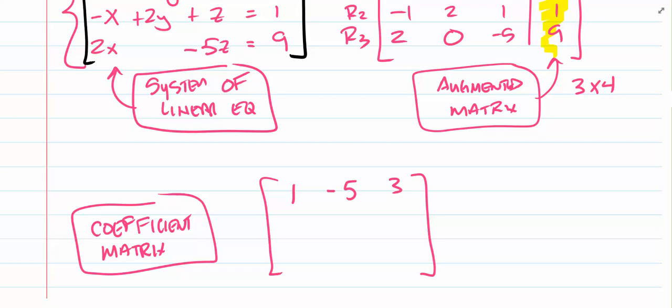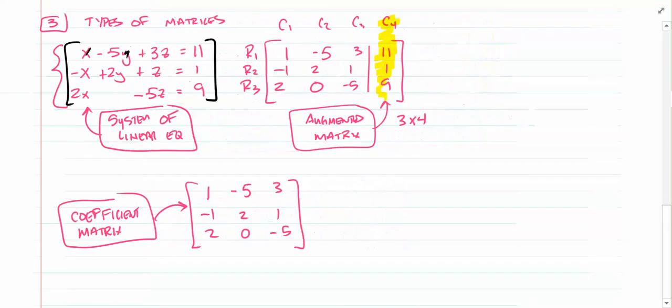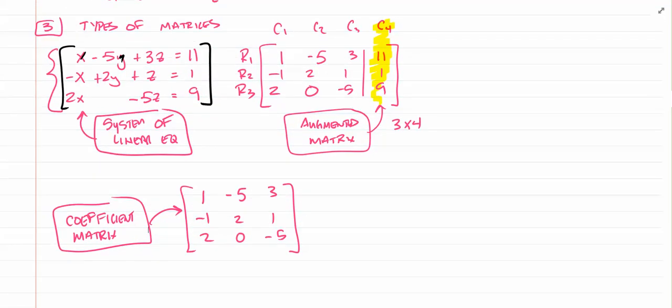These are just the different types. Depending on what we're doing, we're going to use the augmented or the coefficient. Most of the time, we're going to use the augmented. So finishing this off, I'd have -1, 2, and a 1, a 2, a 0, and a -5. So these are the types, and this is where they come from. We start with a system of linear equations. We put it into an augmented matrix and or a coefficient matrix, depending on what we want to do with it. By the way, the order for this one would be 3 by 3. Very good. And it would be square.